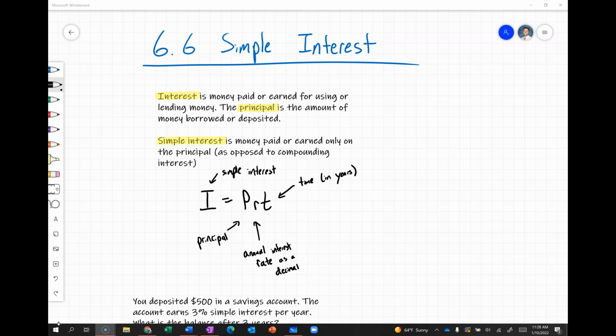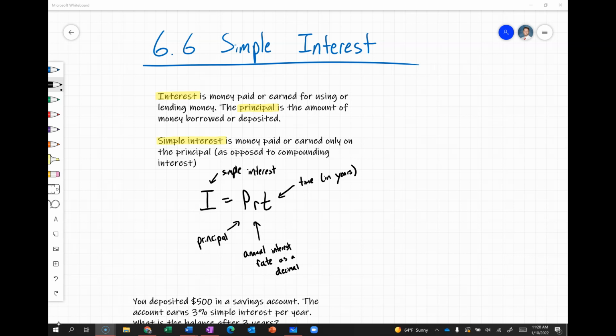Simple interest, for the sake of exposing you and introducing interest to you, is much simpler, and it's just based on the principal. So if you put $500 in the bank account, then it's going to earn a specific percentage of $500 every year. So a little more straightforward.